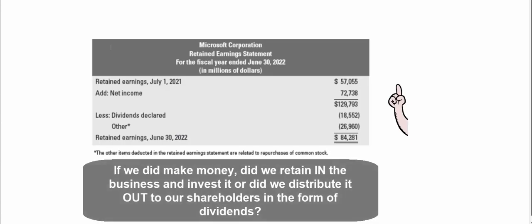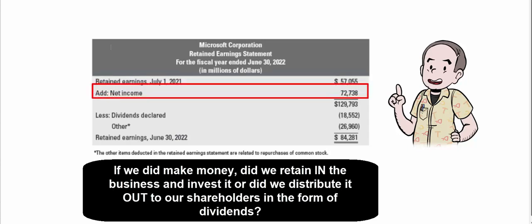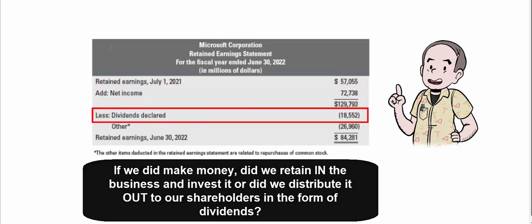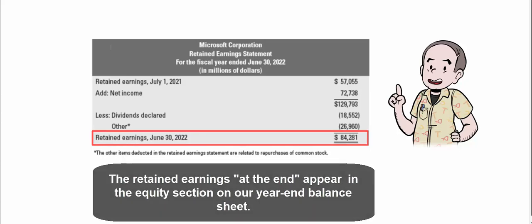If we did make money, did we retain it in our business to invest it in new assets, to pay off old debts, or did we distribute it to our shareholders in the form of dividends? That's what we learn from the statement of retained earnings. Retained earnings at the beginning of the period plus net income minus dividends gives us retained earnings at the end. And that retained earnings at the end is what appears on our balance sheet.